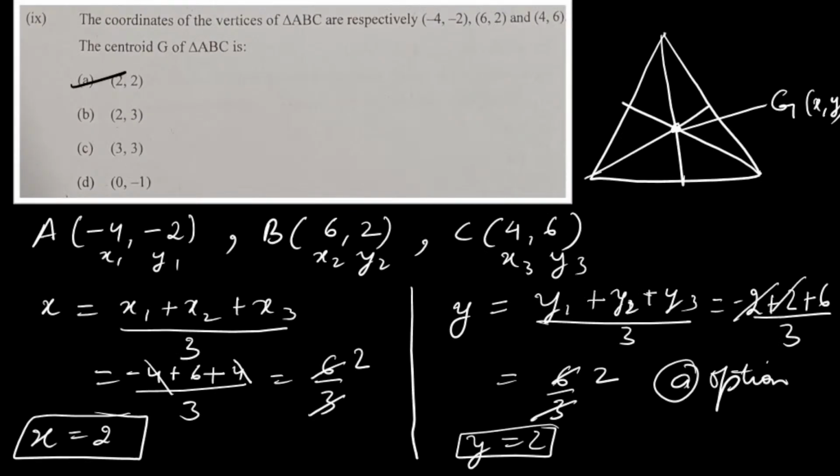Question number 10. 9th we have done. The nth term of an AP is 2n plus 5. Nth term we write as an. Symbol of nth term is an. So an is equals to 2n plus 5. We have to find 10th term. So that means n's value is equals to 10.